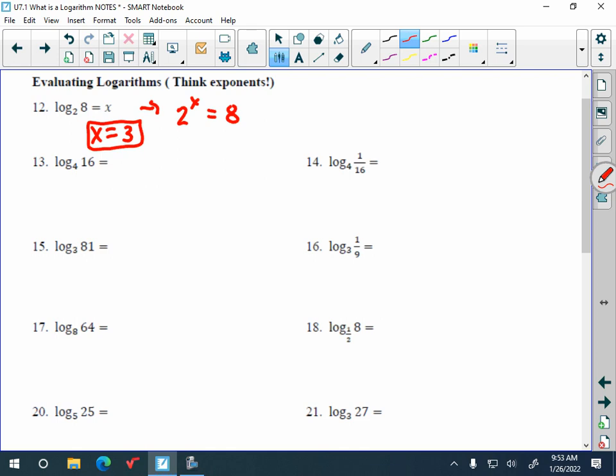All right, so 13. We're going to ask ourselves, 4 to what power is 16? It's 2, right. So log base 4 of 16 equals 2, because 4 squared equals 16. Now anytime you have a fraction, you're going to have to think negative numbers, negative exponents. So 4 to what power would equal 1 over 16? Negative 2, right. Think of 4 to what power is 16? Well, it's 2, but to get the fraction, you have to put a negative on it, so it's negative 2.